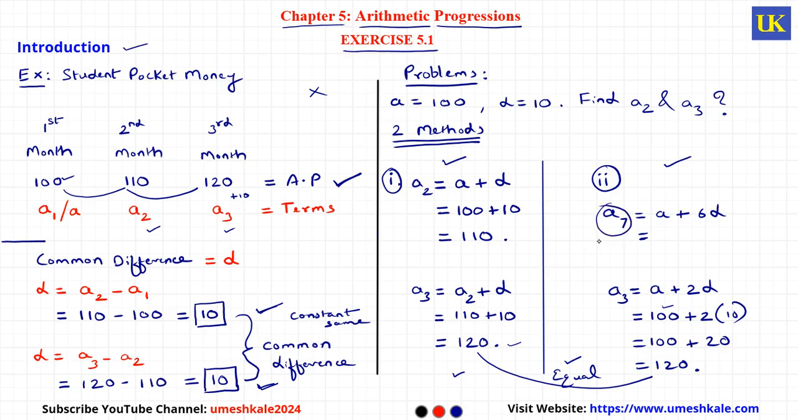So the advantage of using this method is that we can directly go and calculate a7. We need not calculate a2, a3, a4, a5. We can directly jump to a7, and we can calculate the required values. So these are the two methods which we will be using in exercise 5.1. And there are also other things which we will learn in exercise 5.1.